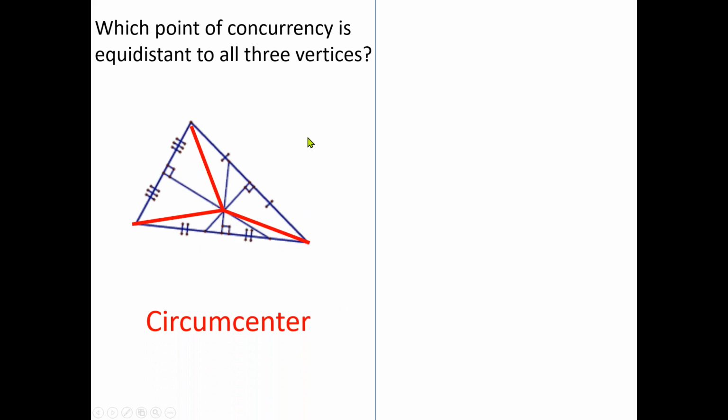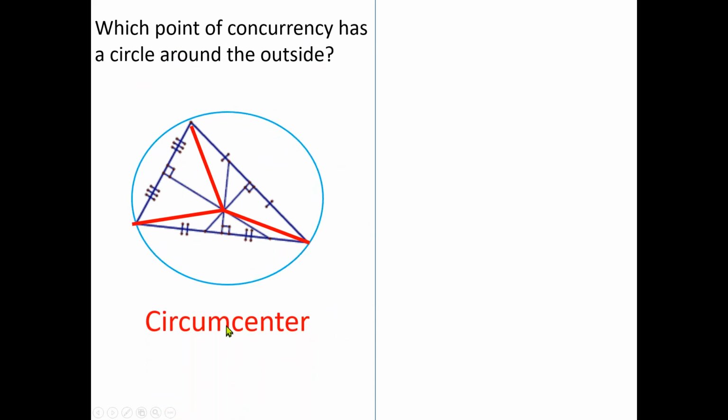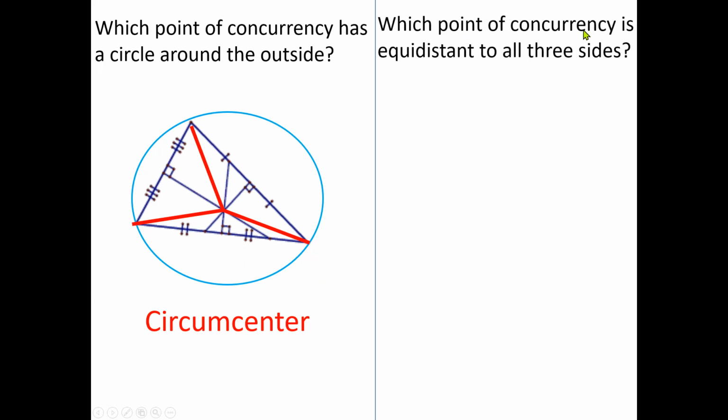And then next question, which point of concurrency has a circle around the outside? Well, of course, this one, the circumcenter. And the reason that it does is because the circumcenter is equidistant to all three vertices. They're like radiuses or radii, right? This one and this one are radii of a circle. This is the center point called the circumcenter.